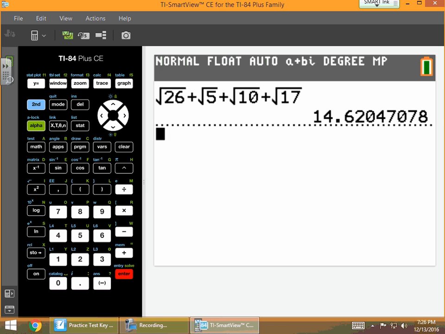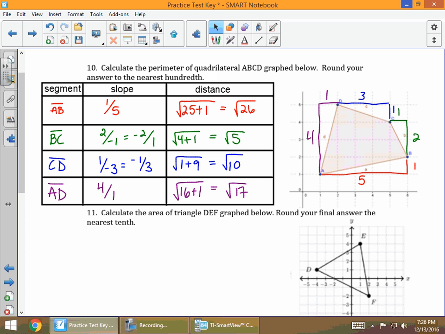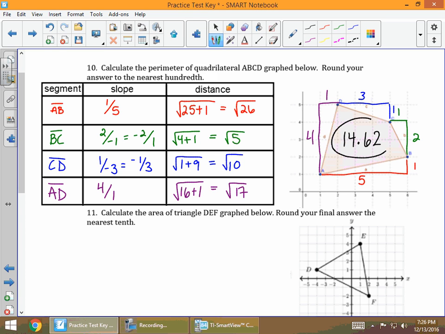So it is 14.62047078. And the question says round your answer to the nearest hundredth. So that is the second decimal place. So 14.6, and then I look at the 2. If I look one place past, it's a 0, so the 2 stays. So 14.62 is my final answer for the perimeter around that four-sided figure. You will notice looking at the slopes, we have no parallel lines, so that is not a parallelogram. That is just some quadrilateral.